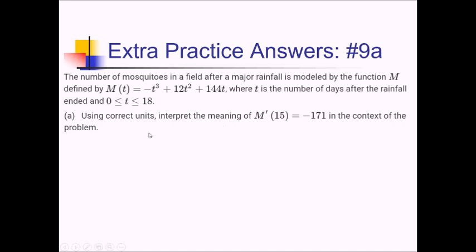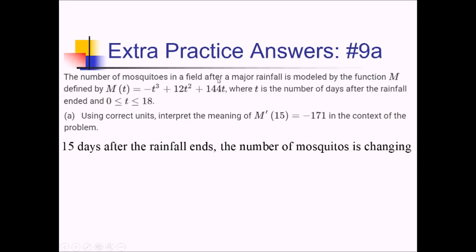All right, so let's see here. We have to have a time and what it means and all the rest of it. So this is saying that at 15 days, because that's our input, 15 days after the rainfall ends, the rate of change of the number of mosquitoes in our field is changing at a rate of negative 171 mosquitoes per day.